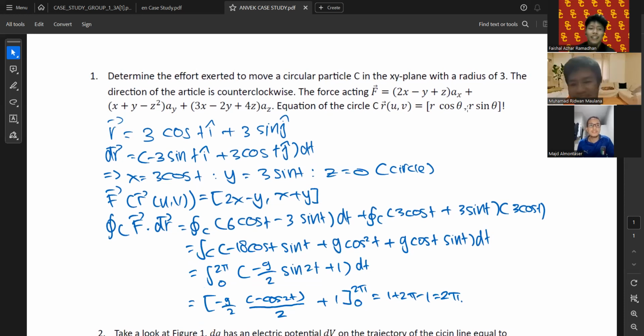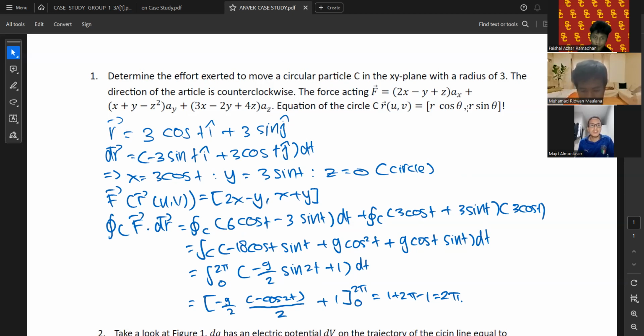Okay, for the first question, determine the effort exerted to move a circular particle C in the XY plane with a radius of 3. The direction of the particle is counterclockwise. The force F equals (2x minus y plus z) ax plus (x plus y minus z squared) ay plus (3x minus 2y plus 4z) az. The equation of the circle, for u and v, is r cosine theta and r sine theta.